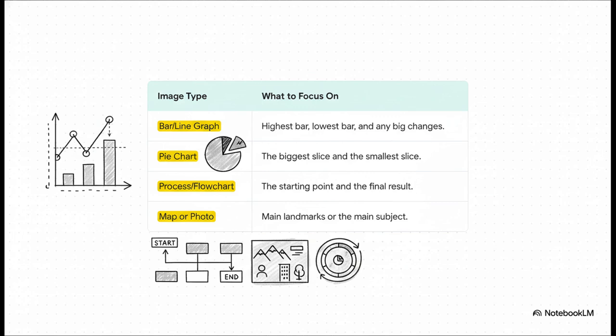You can probably see the pattern here, right? The main idea is always the same. For a bar or line graph, you're looking for the highest and lowest points. For a pie chart, what's the biggest slice and what's the smallest? For a process, you just point out the start and the finish. And for a map or photo, just describe the main thing you see. You're always just hunting for the most obvious info.